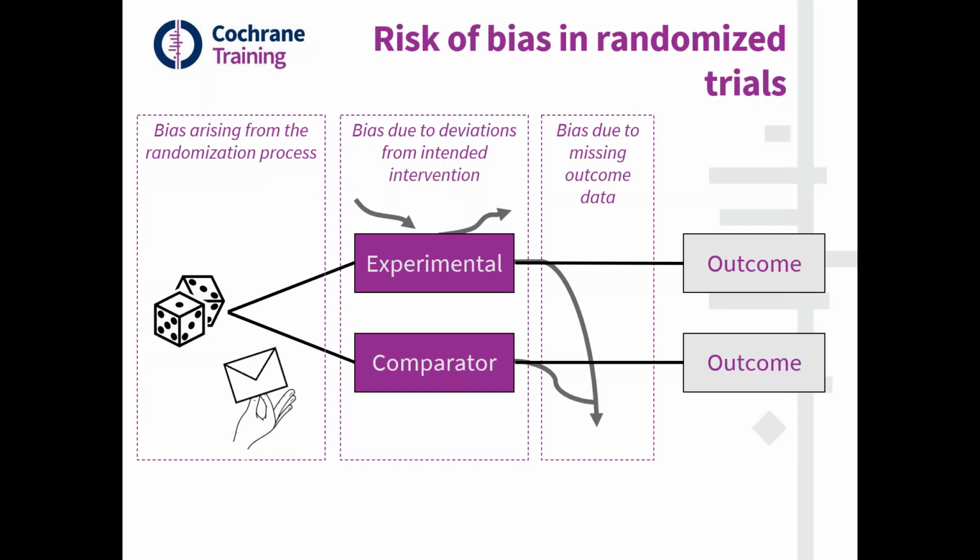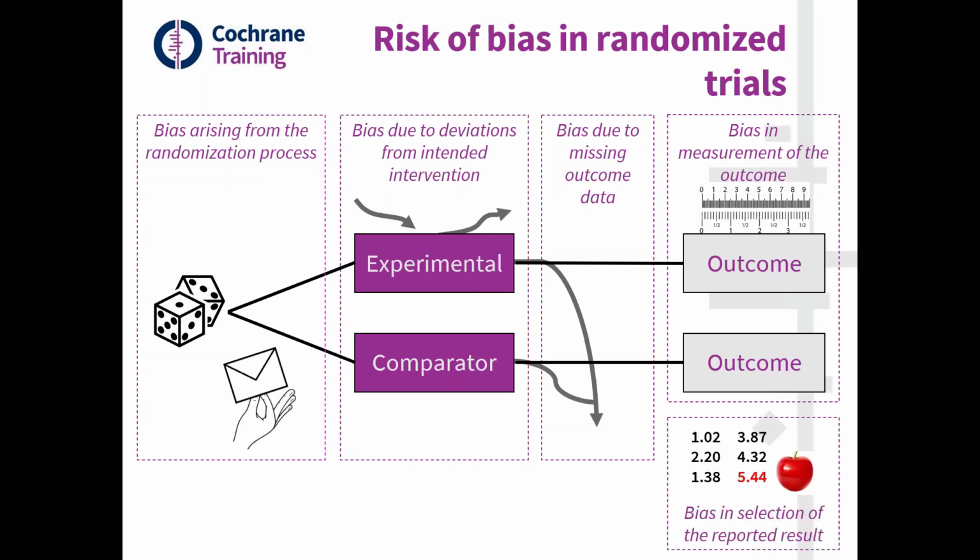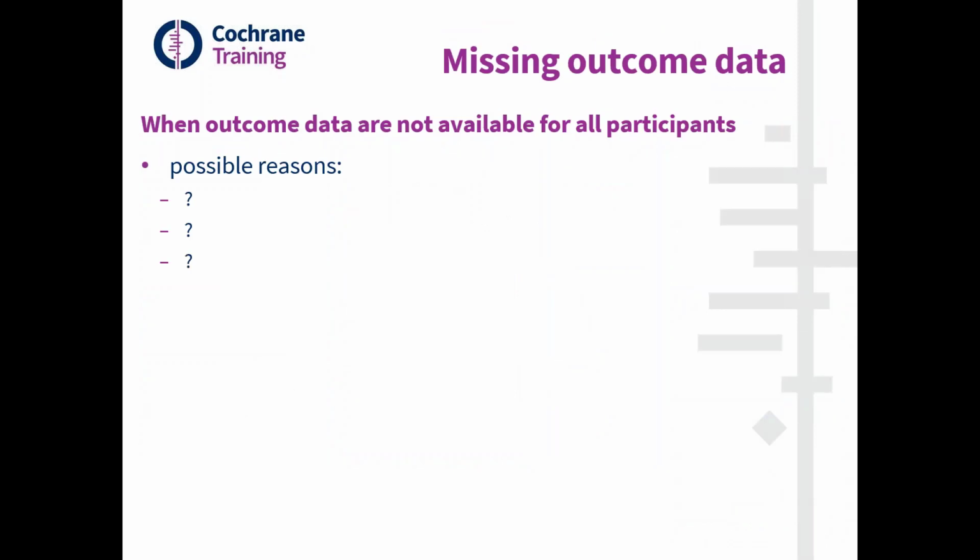We have missing outcome data. And then when we do get to the outcome assessment, we worry about whether there's bias in its measurement. And then in the reporting of the trial, we worry about bias in selection of the reported result. So today's session was about the third of these 5 domains, bias due to missing outcome data.